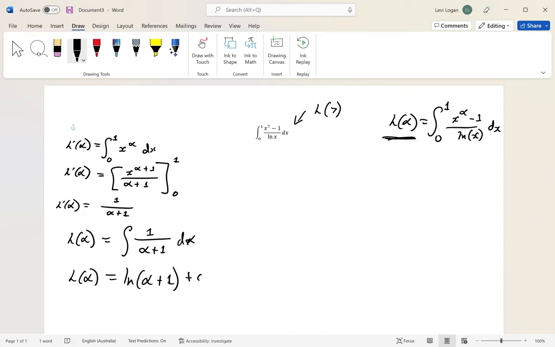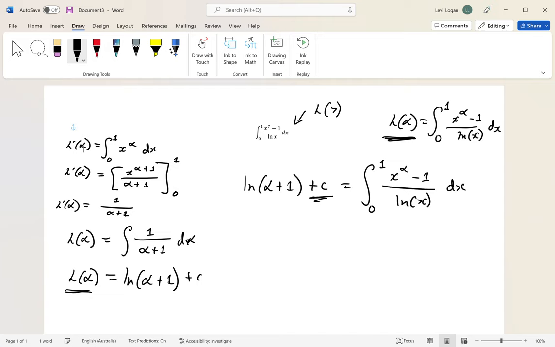Now we've got L of alpha up here and L of alpha up here, so we're just going to equate them for a second. We've got log of alpha plus 1 plus c is equal to this integral here of x to the alpha minus 1 over log of x dx. Now we've got to find our c value before we even finish this. So we're just going to let alpha equal 0. So we get log of 1 plus c equals the integral from 0 to 1 of x to the 0 minus 1 over ln x dx.